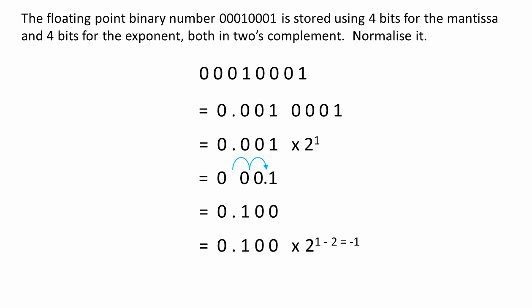Calculate a new value for the exponent. In this case, the point was moved 2 places to the right, so you need to subtract 2 from the current exponent. This gives a new exponent of -1.